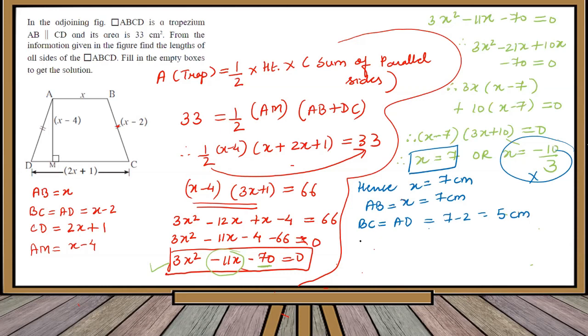Okay, and CD was the base, which was 2x plus 1, so 2 into 7 plus 1, 7 twos are 14, 14 plus 1 is 15, so this is 15 centimeters. So hence the sides of the trapezium are 7, 5, 15 and 5 respectively. Okay, understood? Fine, let's proceed.